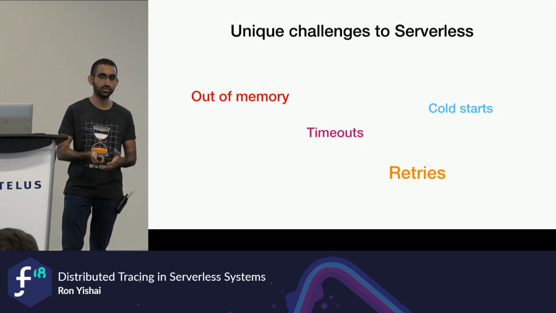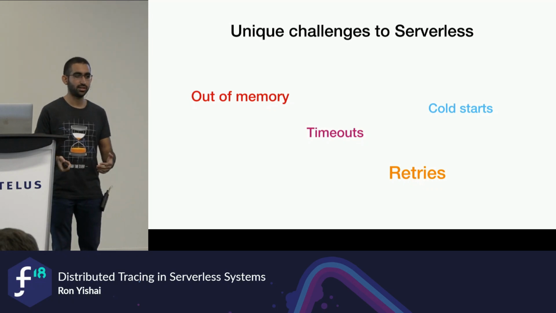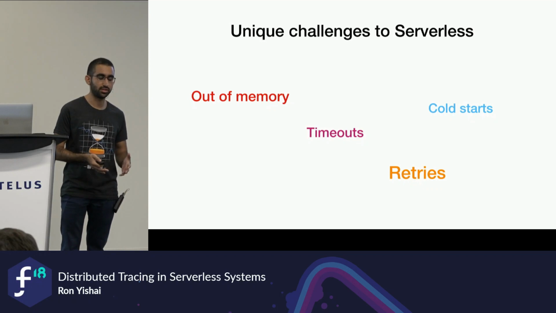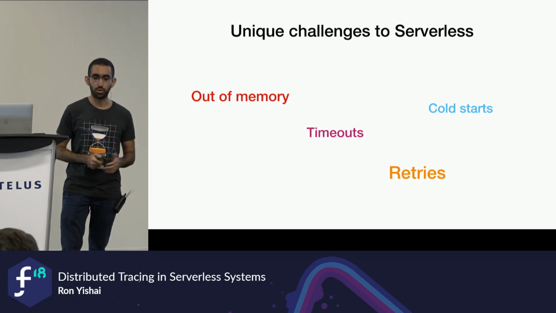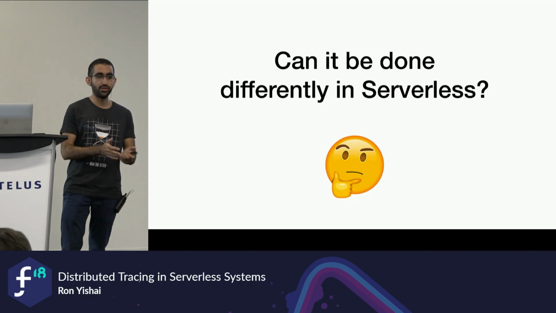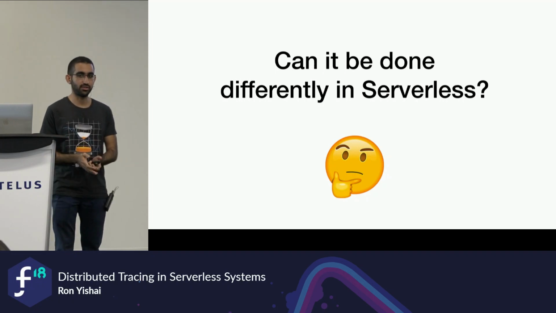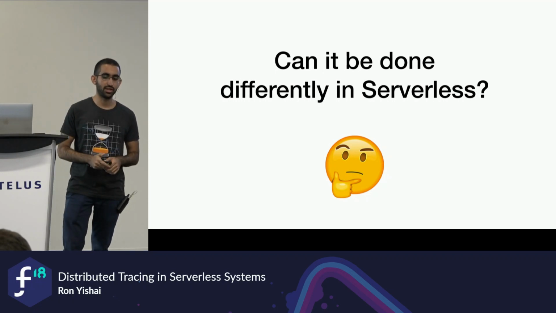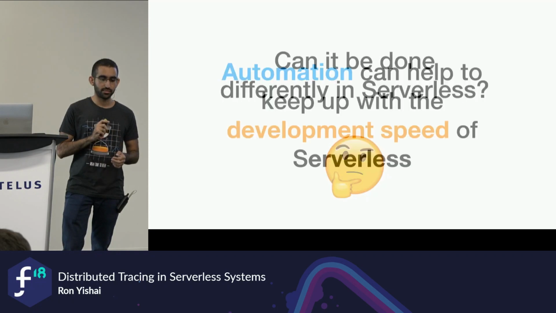And I have a new thing, which is retries. If I have a failure, then the same code may run again, and we need to understand what's going on with that. So this is why distributed tracing is very important and very needed for serverless, but using it as is may not be enough, and we need something a little bit different.